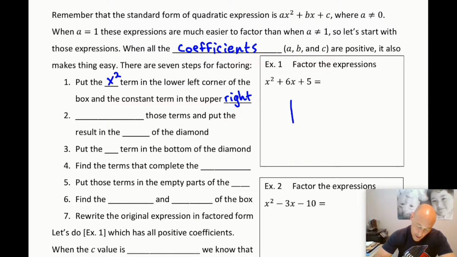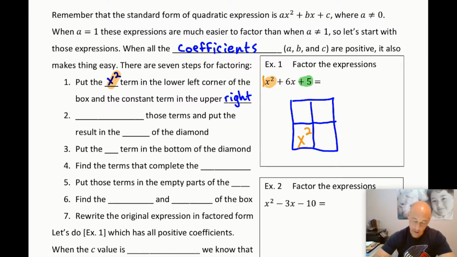So I'm going to make a box right here. In the lower left corner, we're going to put the x squared term. The number in front of x squared is 1, so it's 1x squared. The constant term is right there, and that's going to go in the upper right, so positive 5. So that's the first step.